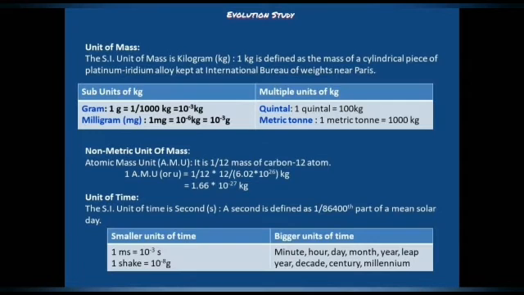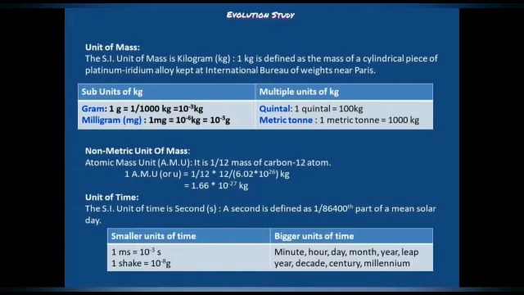Now what is the unit of mass? The SI unit of mass is kilogram, which is kg. So 1 kg is defined as the mass of a cylindrical piece of platinum iridium alloy kept at the International Bureau of Weights near Paris.